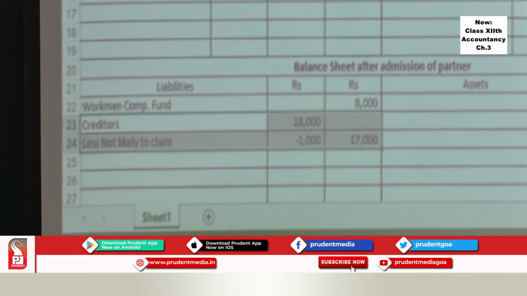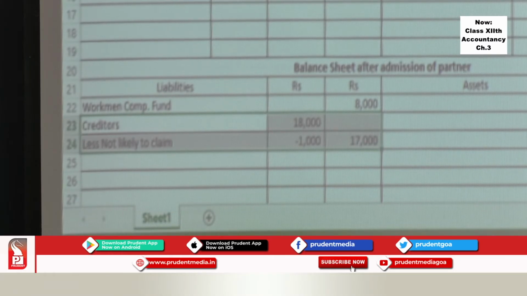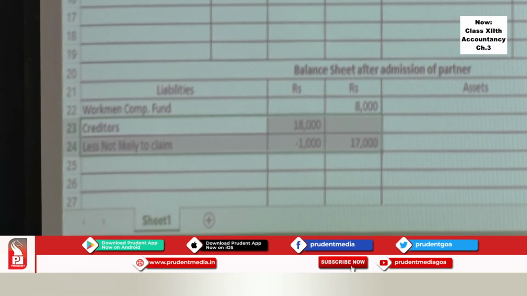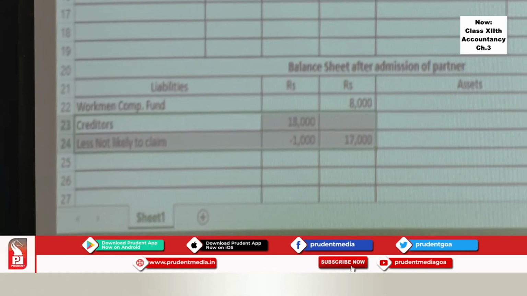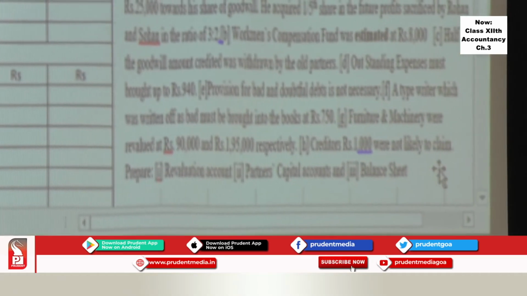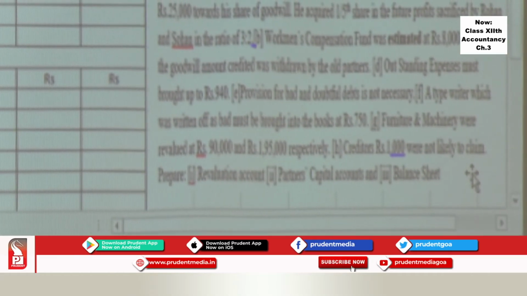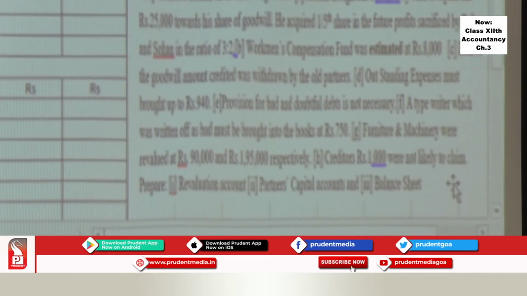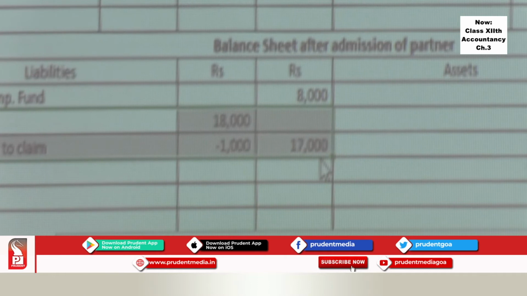So hope you are able to understand. Are you with me? Yes. So 18,000 was the creditors shown in the balance sheet. Adjustment says creditors worth rupees 1,000 not likely to be claimed. So we will deduct this 1,000 rupees and we will show the creditors as only 17,000 rupees.